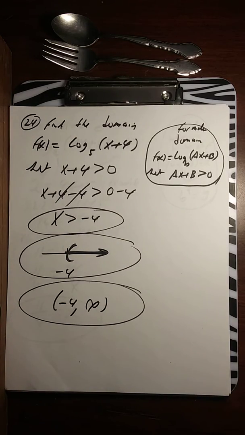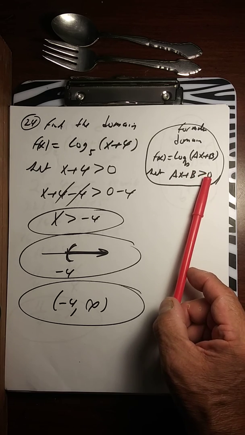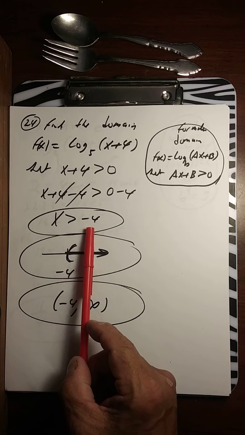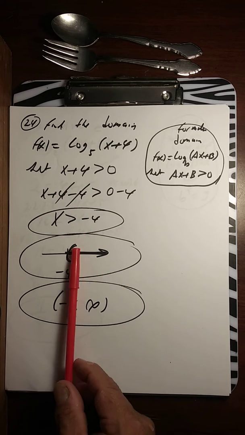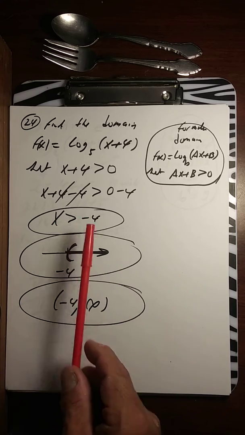The domain of a log: whatever's inside has to be bigger than 0 only. See, greater than 0, no equals. So x plus 4 greater than 0, minus 4, so x is greater than negative 4 only. Don't include it. Negative 4 to infinity, bigger than negative 4.